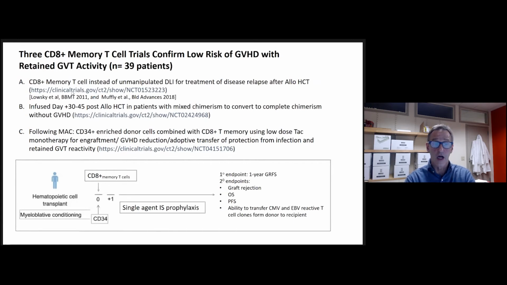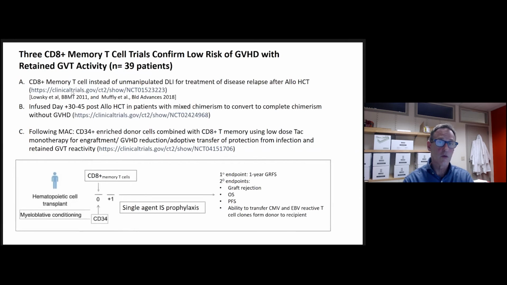We had a second trial. This was to treat patients who, after a non-myeloablative transplant, had achieved only mixed chimerism, because there's enough literature to say mixed chimerism associates with an increased risk of relapse.